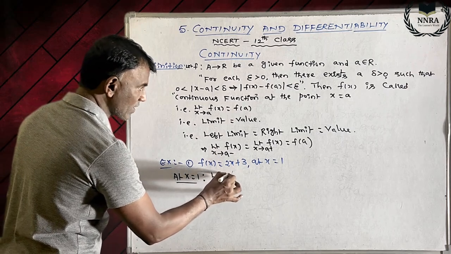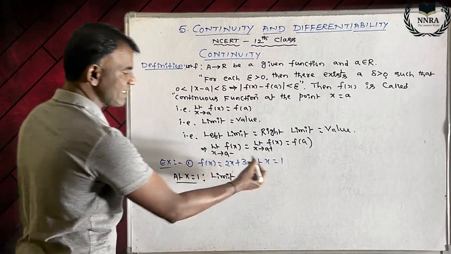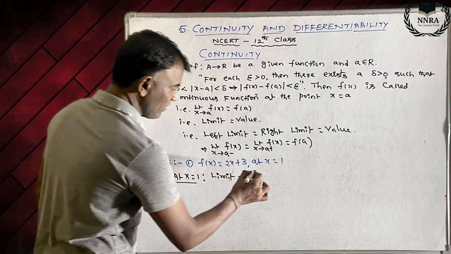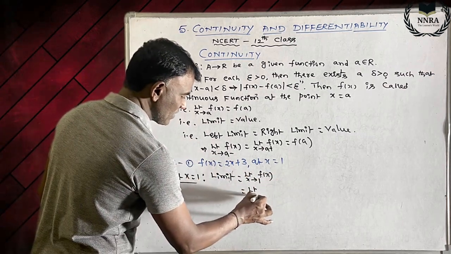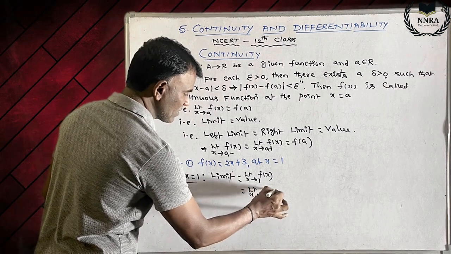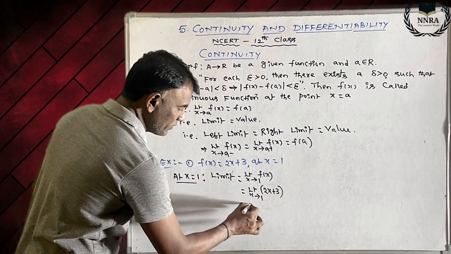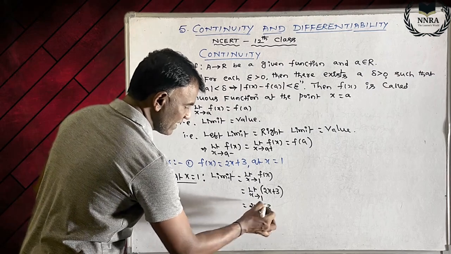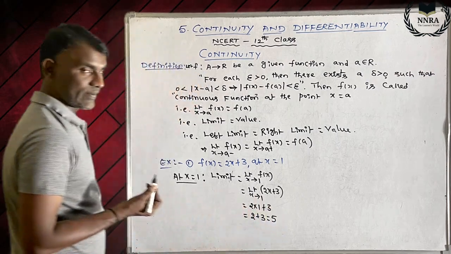So at x equal to 1, limit, how to write this? Limit x tends to a, but a is equal to 1, of f of x. Clear? That equals limit x tends to 1. What is f of x? 2x plus 3. So how to write this one? 2 into 1 plus 3. So 2 into 1 is 2, 2 plus 3 is equal to 5.